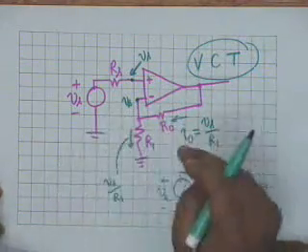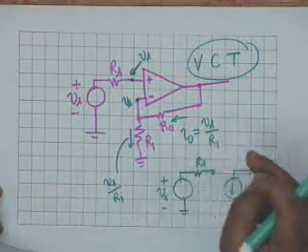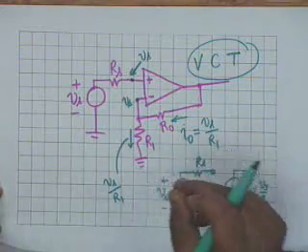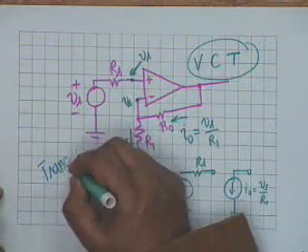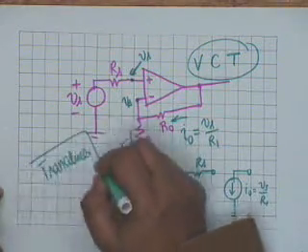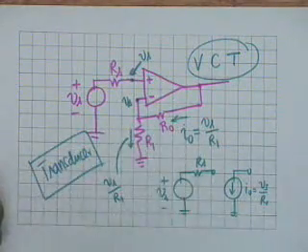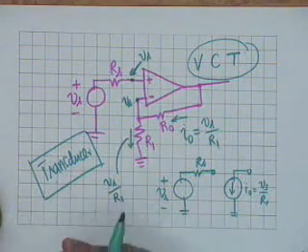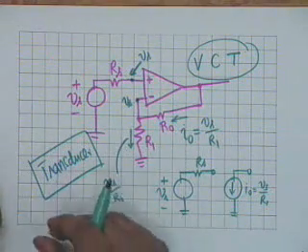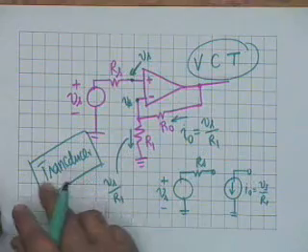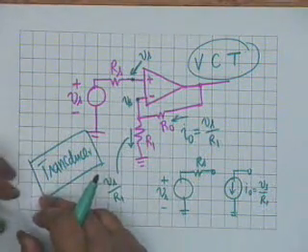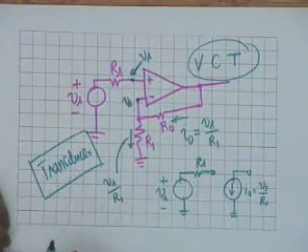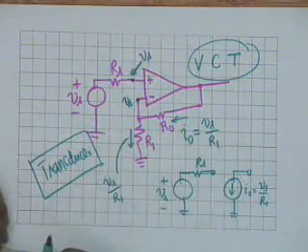VCT. Similarly, you could have a CVT, current to voltage transducer. We shall see this later. But transducer is a general term. A transducer is a device which converts one physical quantity into another physical quantity. The two quantities could be quite different from each other. In that sense, is an OpAmp a transducer?